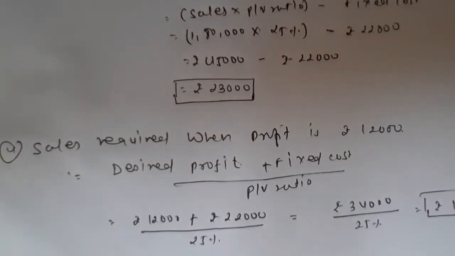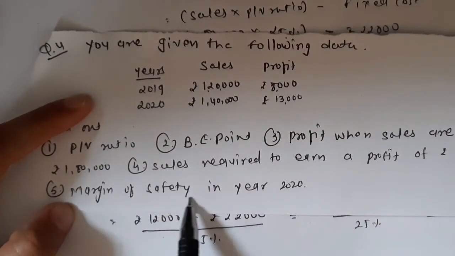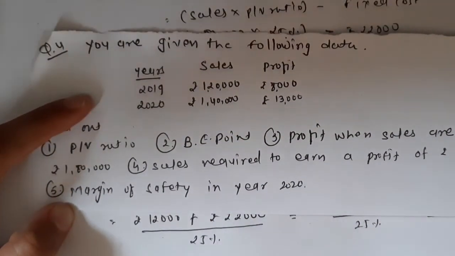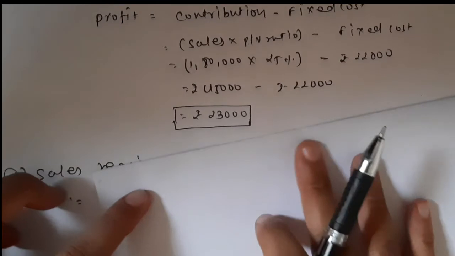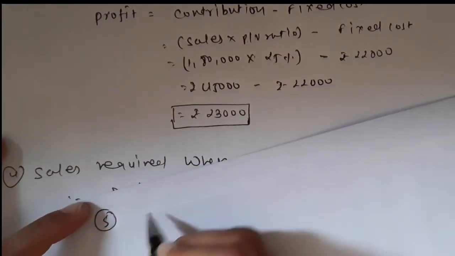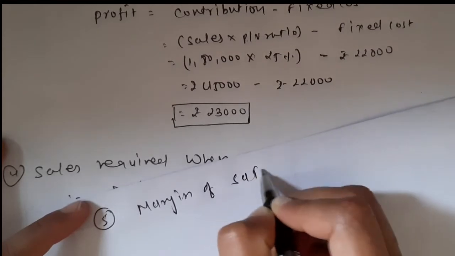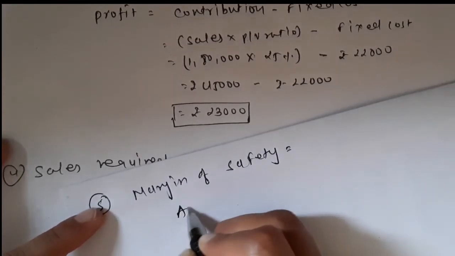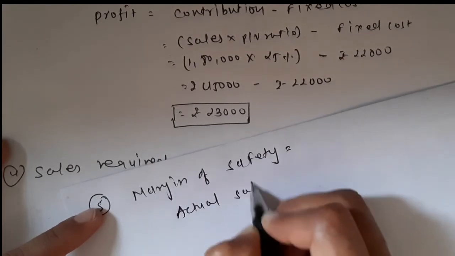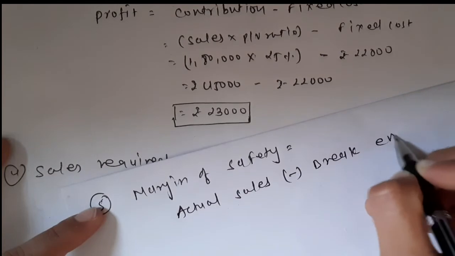Now we move to the fifth part of our question. What do they ask? Margin of safety in year 2020. Here we have to find the margin of safety in year 2020. So here we find the margin of safety. Fifth one, margin of safety. What is the formula of the margin of safety? It is actual sales minus break even sales.